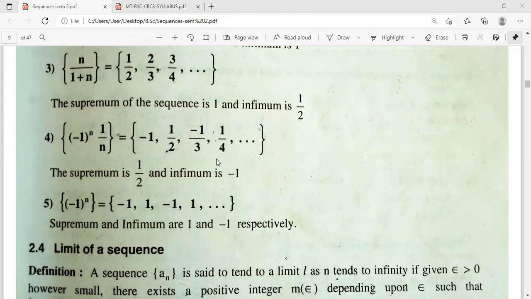Whatever may be the remaining values, the highest one existing here is 1 by 2, and the remaining are less than 1 by 2. That's why here the supremum is 1 by 2, and any number less than that is not the supremum.